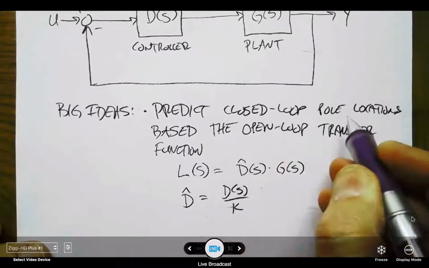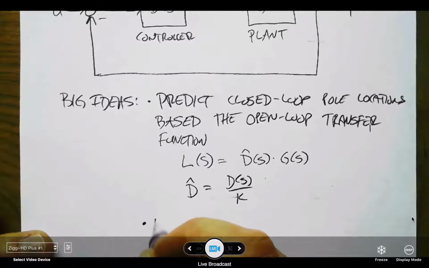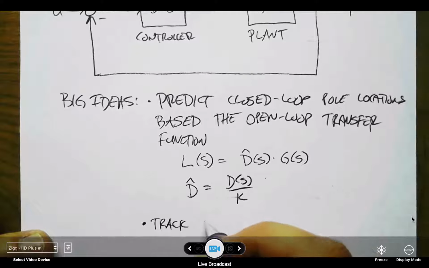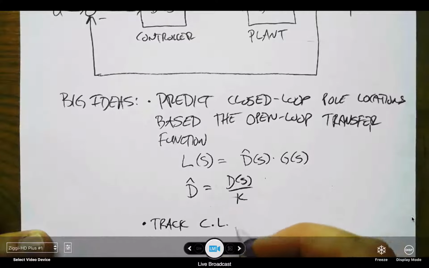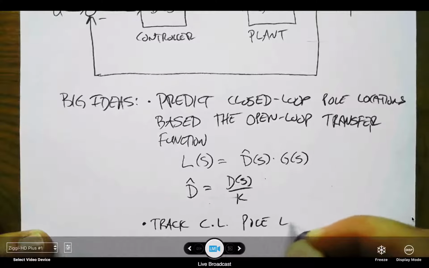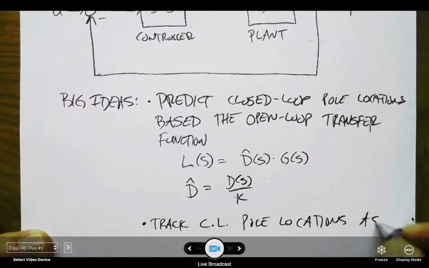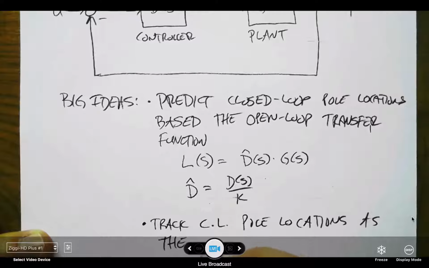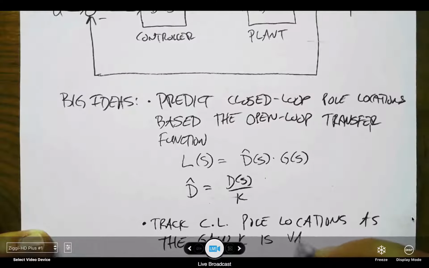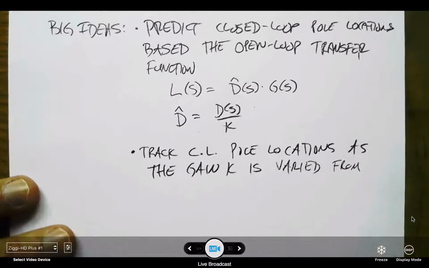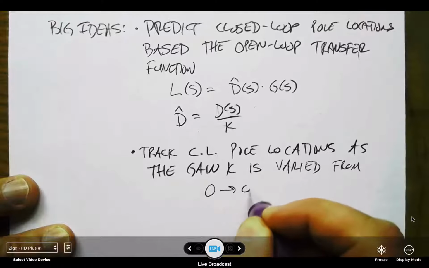And the idea is we want to predict these closed loop pole locations, and specifically we want to track those closed loop pole locations as the gain k is varied from 0 to infinity.